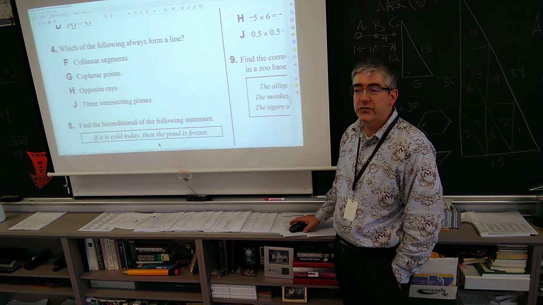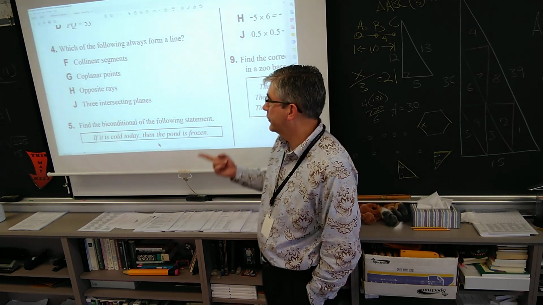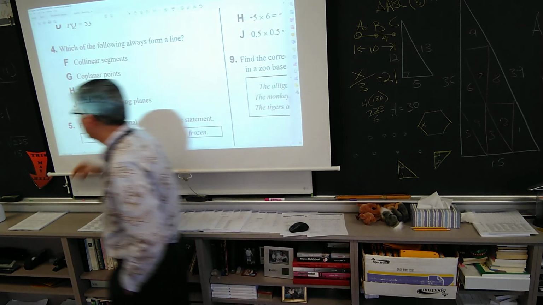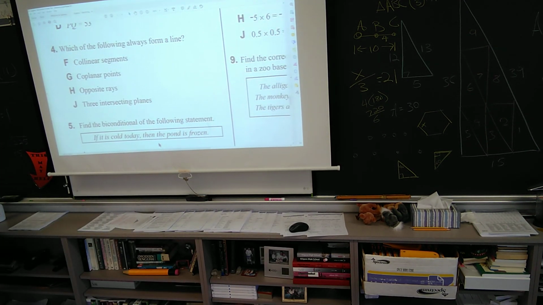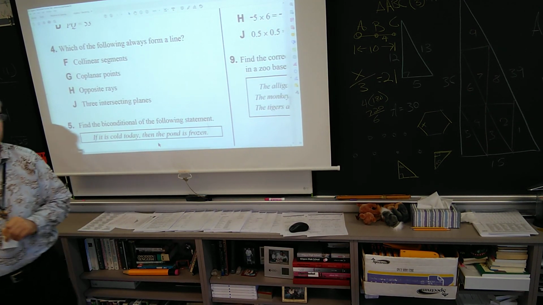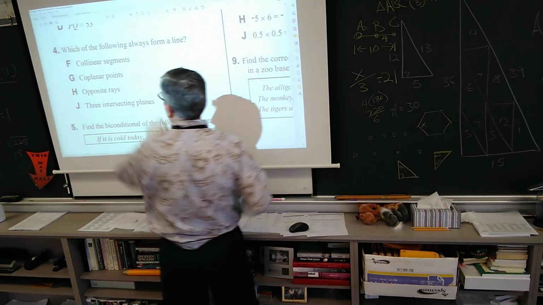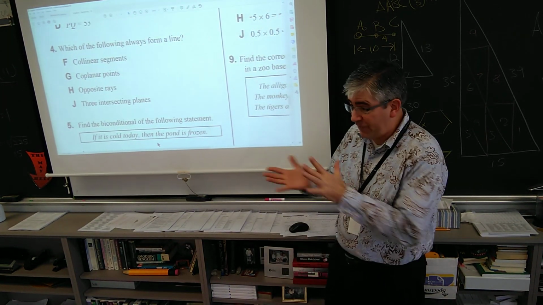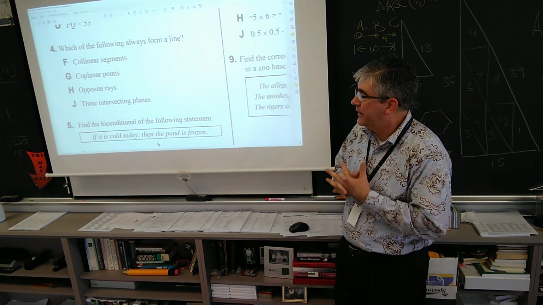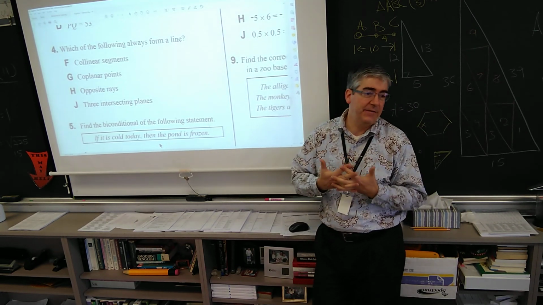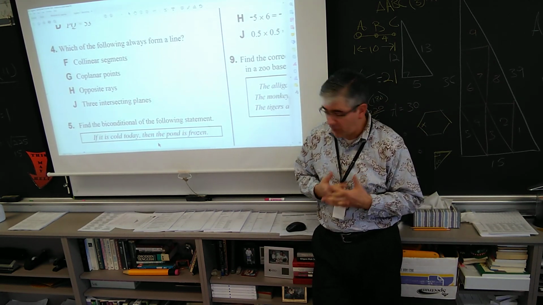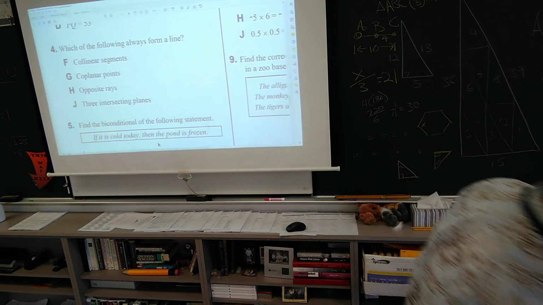Which of the following always form a line? Collinear segments. Well, collinear segments don't always form a line. They just mean that they're in a row. Coplanar points. Well, they're flat, but they don't form a line necessarily. But if you knew your definitions, the definition of opposite rays are two rays that go in opposite directions.